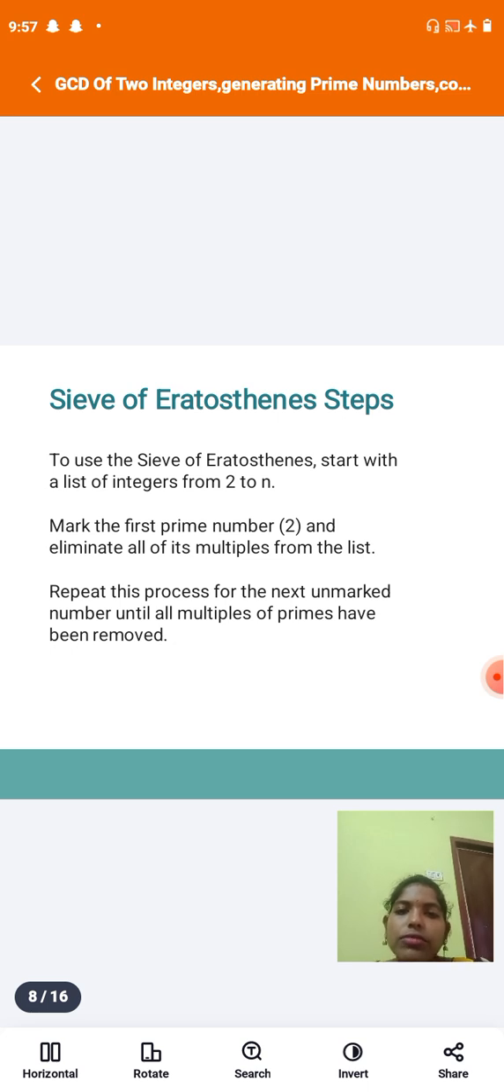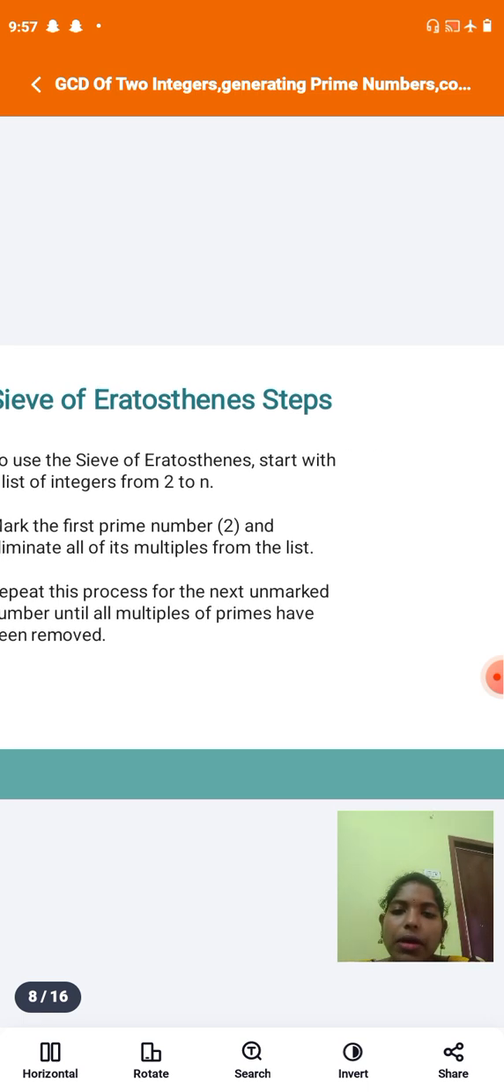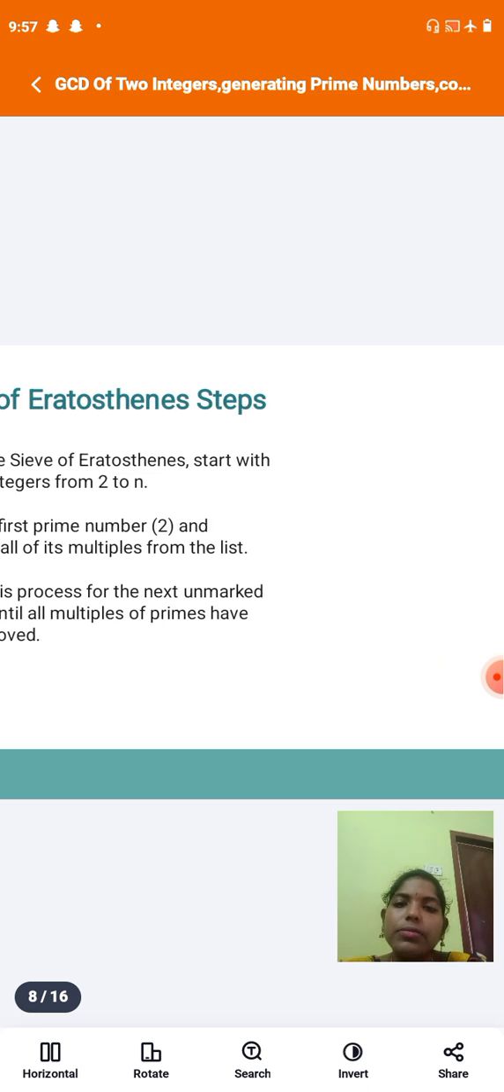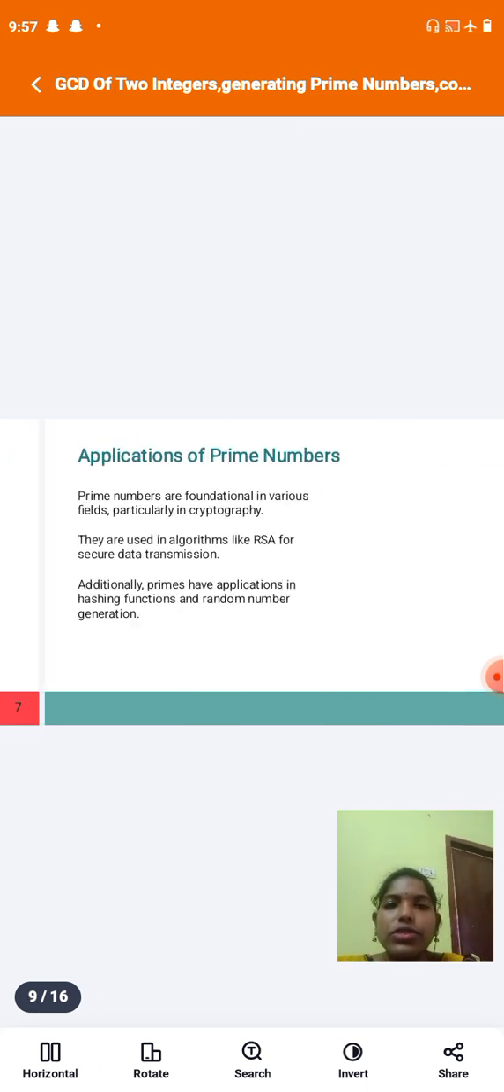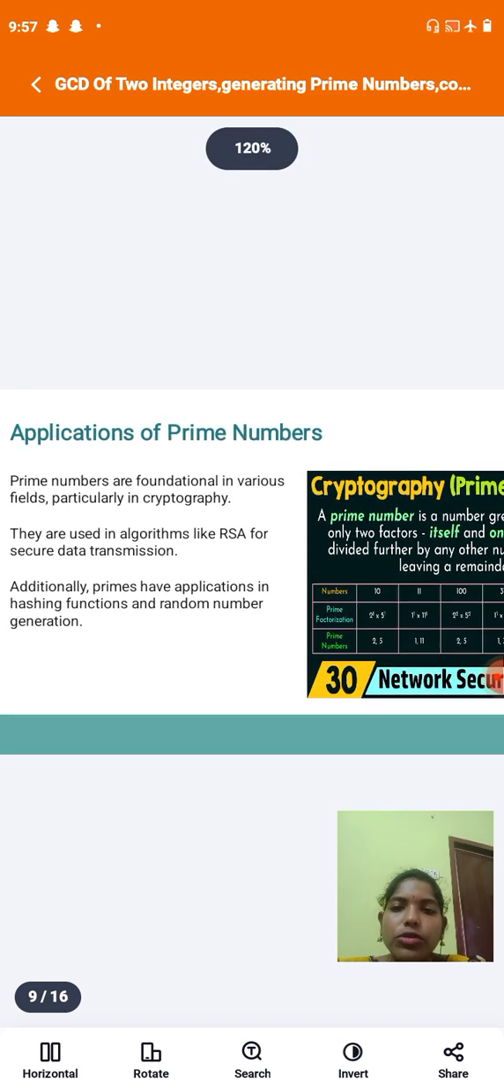So we are discussing the prime numbers, right? It starts with the list from 2 to n. It marks the first prime number, 2, and eliminates all of its multiples from the list. Repeat this process for the next unmarked number. This process is repeated multiple times to find the accurate GCD, that is the greatest common divisor.